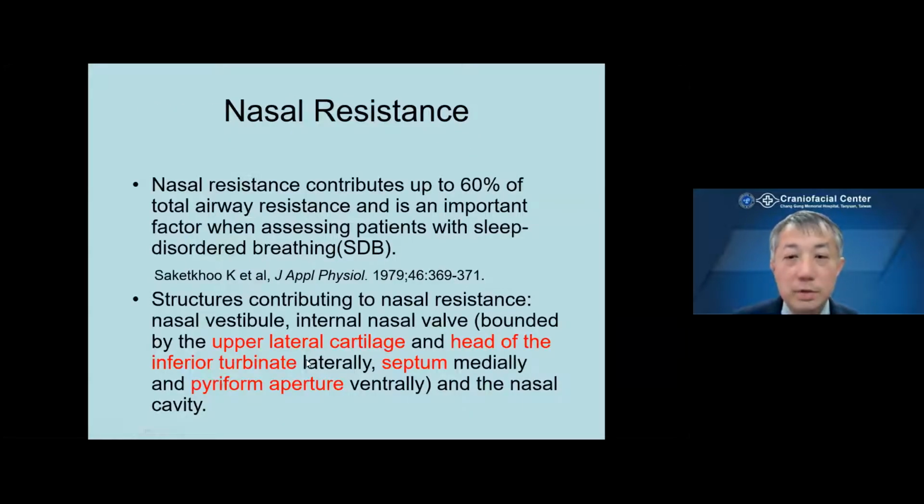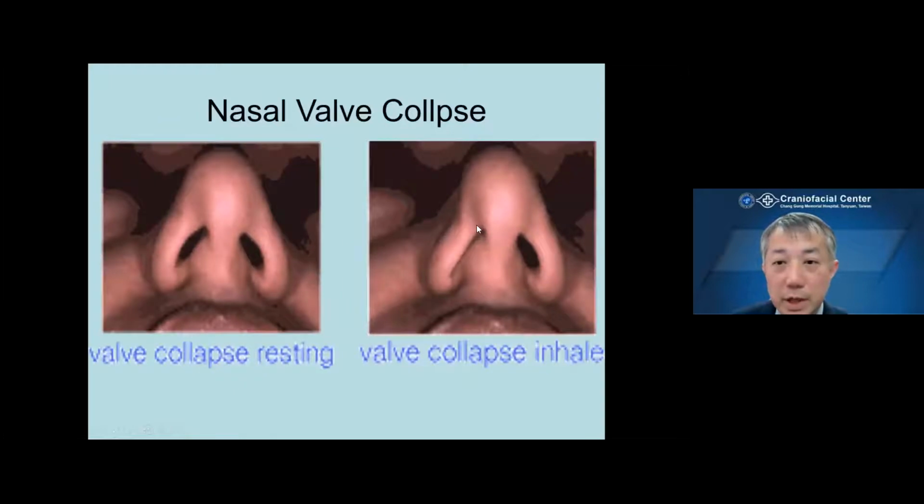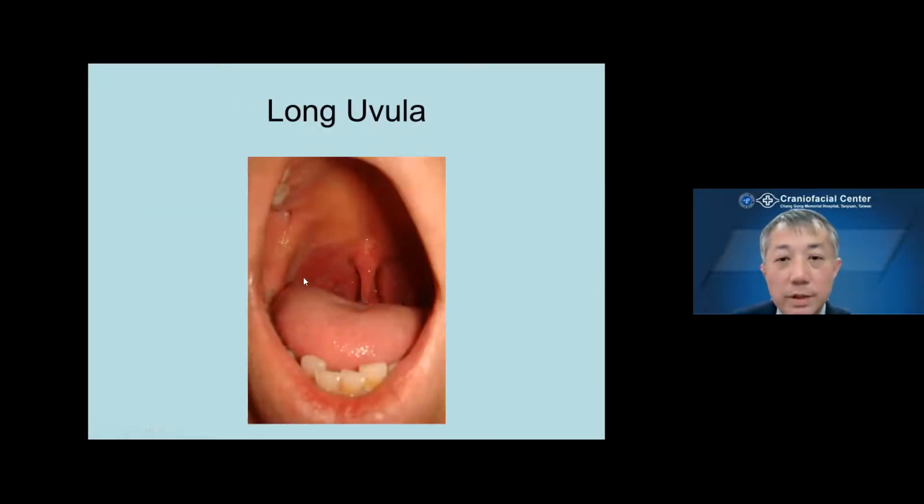The nasal resistance can play an important role because the air always goes through nasal breathing first. So if the patient has turbinate problems and internal valve problems, they probably need some nasal surgery. In some severe patients, they can have collapse during their sleep. And when they open their mouth, you can see the long uvula, which has been exposed to the long-term suction power of the oropharyngeal airway.